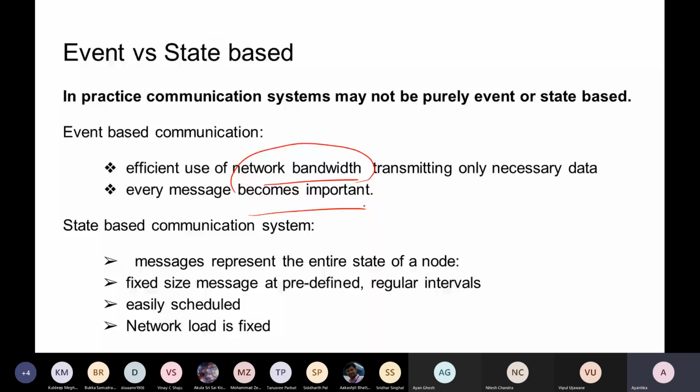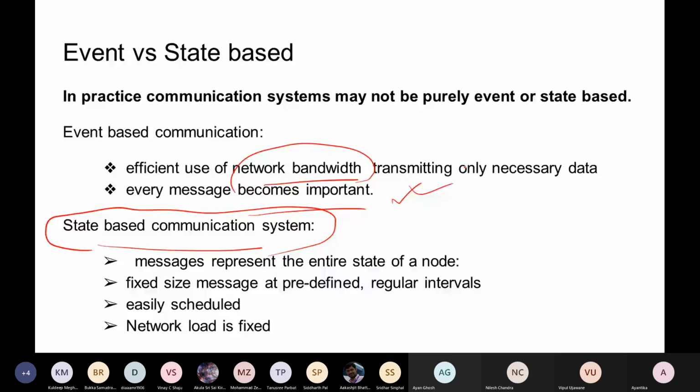On the other hand, if you are going for state-based communication, every time you are constantly sending the state information of the node, in that case, you know that a fixed size message will go from one point to another. You know how to schedule that. You know your network load is fixed. So the design in this case is very easy, very predictable. Whereas in the event-driven case, when the event will occur, that prediction is not easy. So how you will schedule the resources, how you will define the intervals, everything is not so pre-specified. Okay, so those are the challenges and advantages of event-driven and state-based communication.